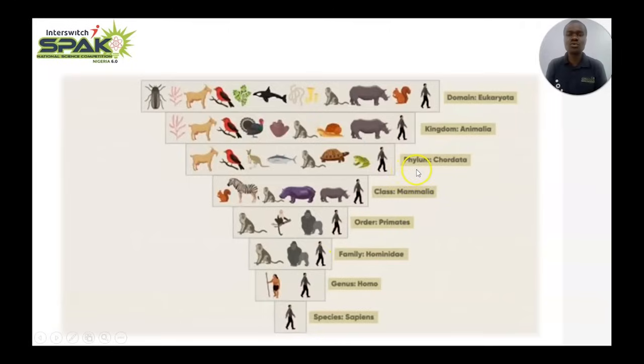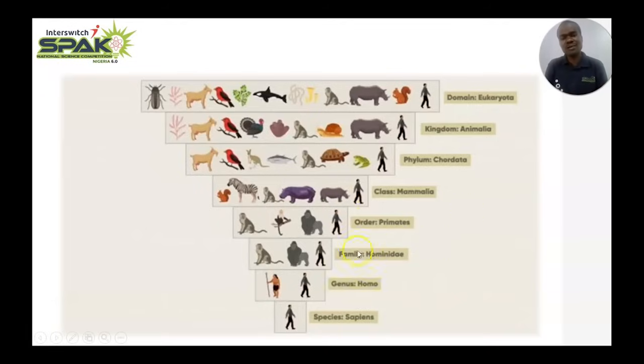Now, when you get to phylum Chordata, they are only the group that have a notochord. Of course, you will see the class Aves, the birds that are still going to be there, Pisces, fish, different animals, including tortoise, you are going to see them, Amphibia. Okay, now when we get to the class Mammalia, it's only those animals that have mammary gland, and so they are able to breastfeed their young ones.